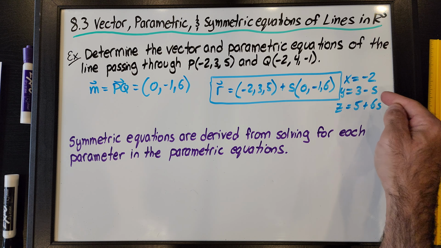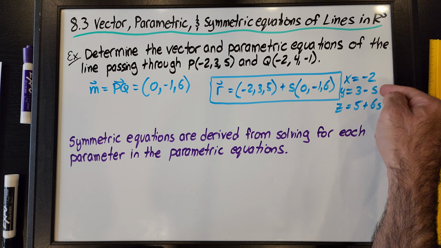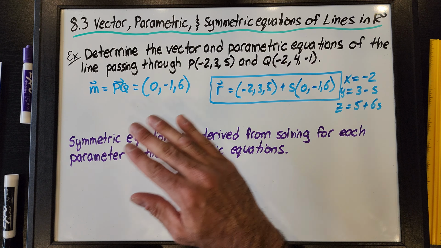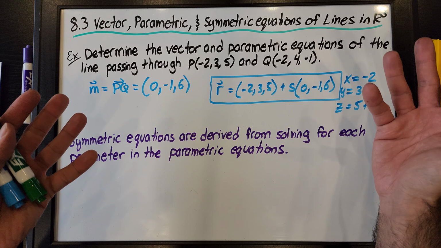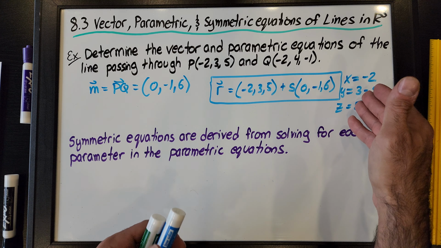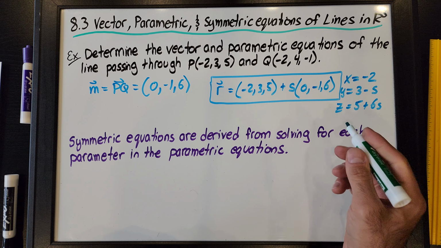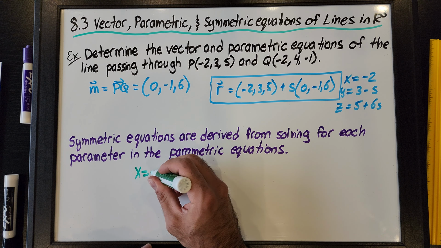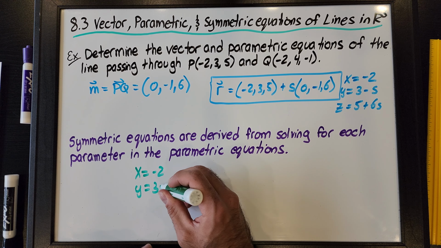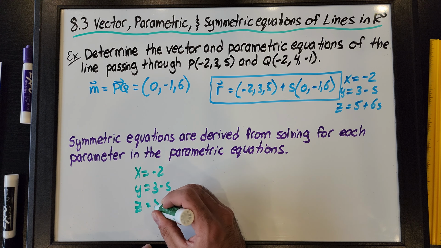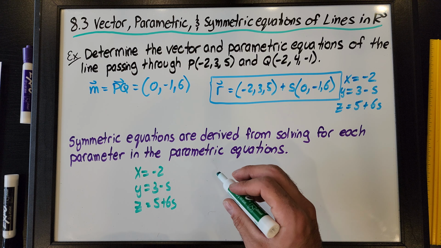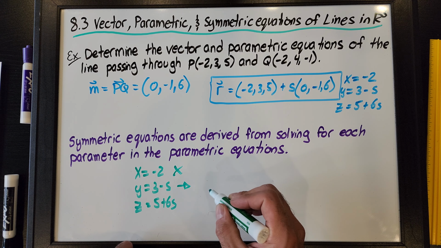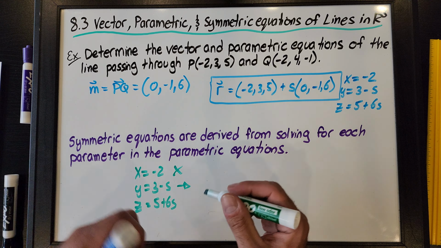But if I solve for the parameter, this s has to be the same as this s, has to be the same as this s. So if we solve all three in terms of s, we can set them all equal to each other because they are all the parameter. So for instance, let me just bring these down actually. X equals -2, y equals 3 minus s, and z equals 5 plus 6s. My symmetric equations are just me changing these all into s. Notice how there's no s here, so I can't even use that. I can't solve for s, therefore I don't use it.